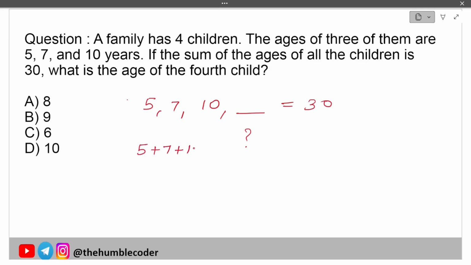So let's try to solve it this way. 5 plus 7 plus 10 plus x will give us 30. Let's sum them up. 10 plus 7 is 17, plus 5 is 22. 22 plus x is 30. So x equals 30 minus 22, which gives us the answer as 8. So the correct answer will be option A, which is 8.